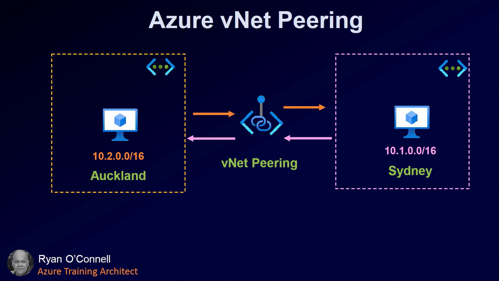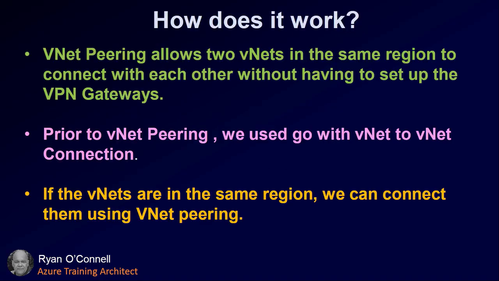Pairing will allow us to communicate with those different virtual networks so that we can share resources or access resources on that particular vNet. So again, vNet pairing allows two vNets in the same region to connect with each other without having to set up VPN gateways. Prior to vNet pairing, we used to use vNet to vNet connections. If the vNets are in the same region, we can connect them using vNet pairing.